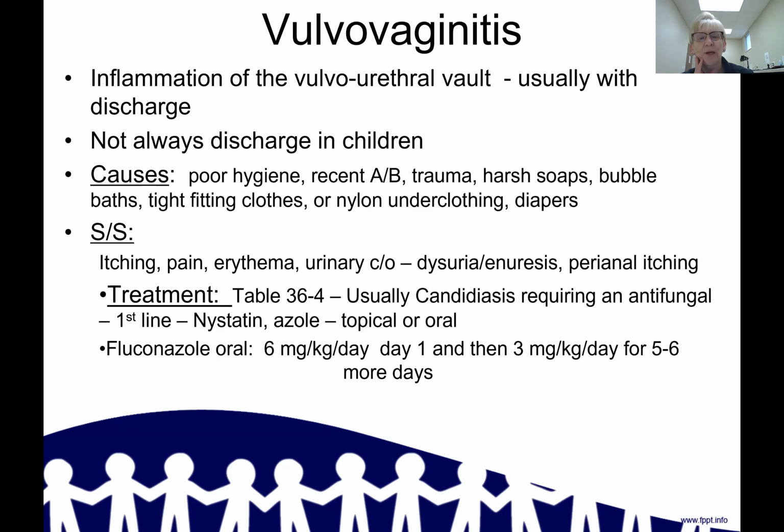So another common GYN problem, and this is not only in adult women, but this starts in little ones and goes all the way up, is vulvovaginitis. This is inflammation of the vulval urethral vault, usually with discharge, sometimes, not always, with discharge in children. A lot of times it's poor hygiene, or especially if you've got a kid in diapers, it's just because they wear a diaper and there's poop and there's pee. And sometimes antibiotics, as we know, can cause it.